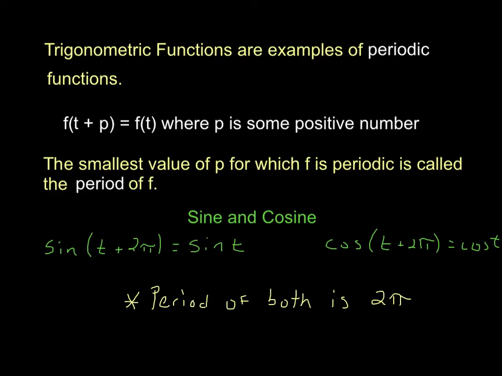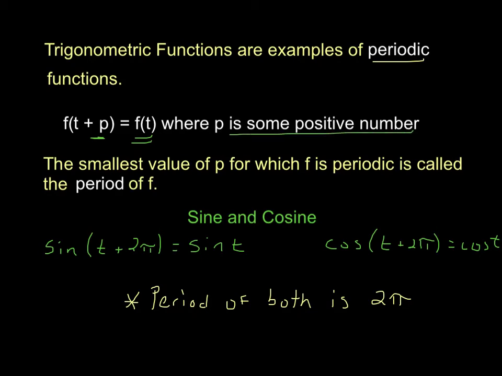When we talk about trigonometric functions, they're examples of what we call a periodic function. A periodic function, we've mentioned it, just keeps repeating itself. The same pattern happens over and over. So when we're looking at a periodic function, we're saying that if we take f of t plus p, we're still going to end up with the same value as f of t. So p is going to be some positive number.